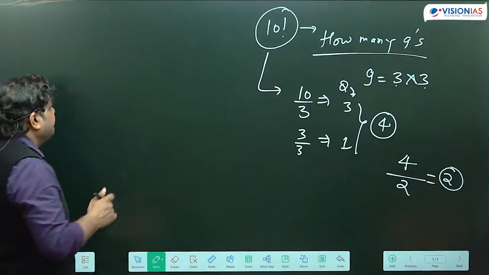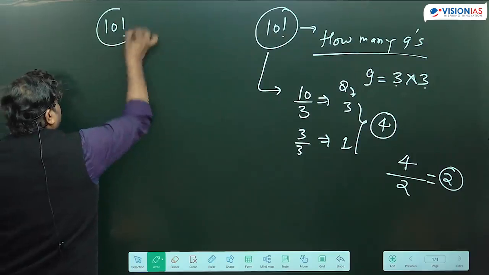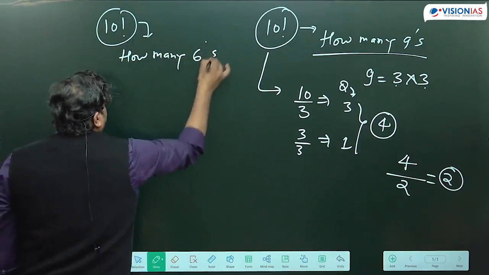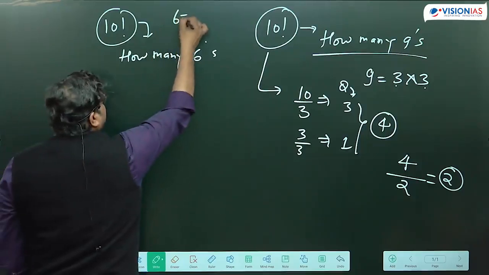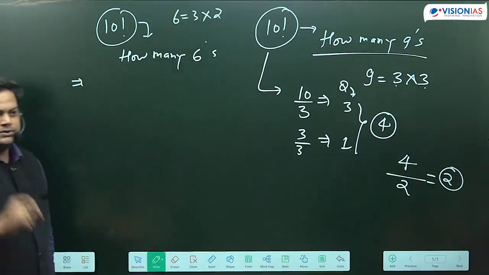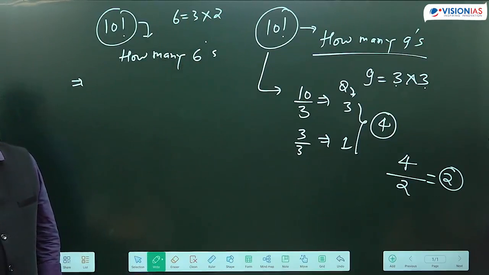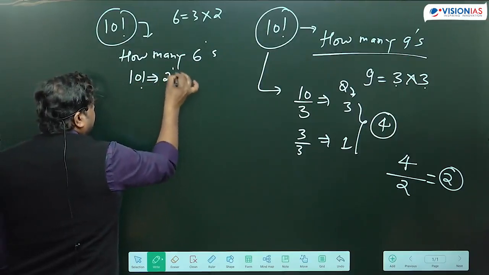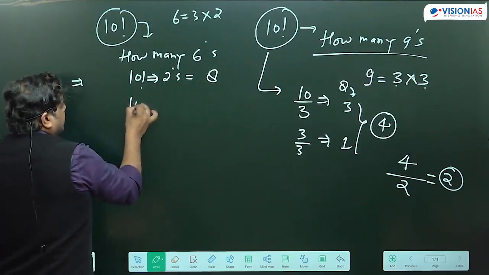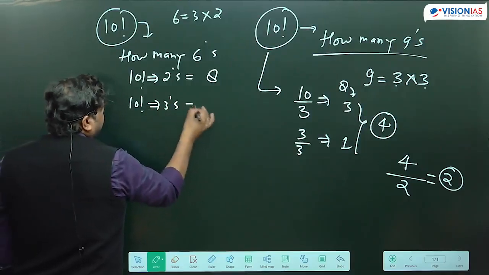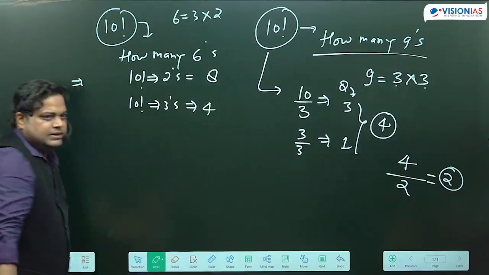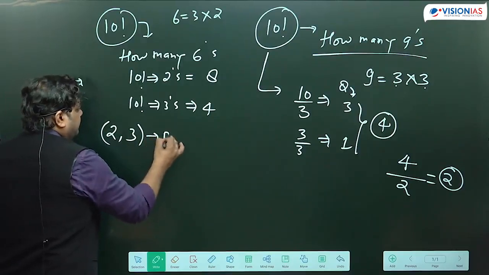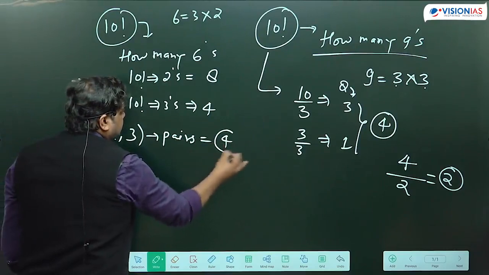Correct. If I ask 10 factorial में how many 6 are there? So what we can do? 6 को we can write 3 into 2. So 3 and 2 का 1 पेयर से we are getting 1 6. We'll try to find out 10 factorial में how many 2s are there? 8. 10 factorial में how many 3s are there? 4. Correct. So how many pairs we can make of 2 and 3? 4 pairs.